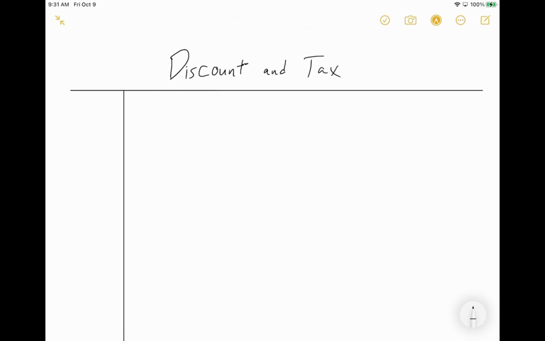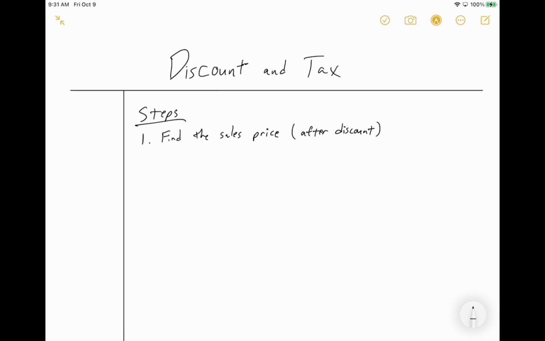Okay, first let's talk about the steps. Discount and tax you have to do in separate steps. So here are the steps. Why don't you write this down? Step one: find the sales price, the price after the discount. Whichever method you use, if you subtract the discount, then you have to do that first. Do the discount first.